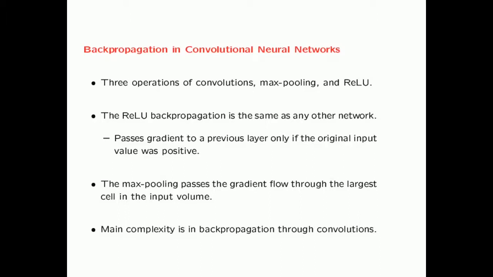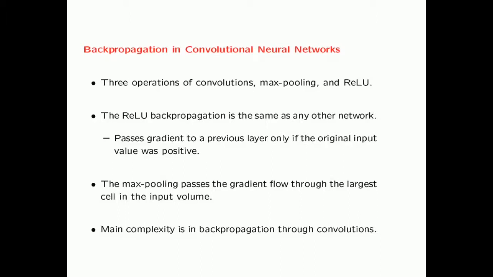The max pooling operation is also somewhat similar in that it selectively passes the gradient flow. However, in the case of max pooling, you pass the gradient flow through the largest cell in the input volume. All the other cells, the gradients are set to zero. So the ReLU and the max pooling are very similar operations, and even in a conventional neural network, if you ever use the max operation, this is a similar kind of operation. So these are fairly obvious.